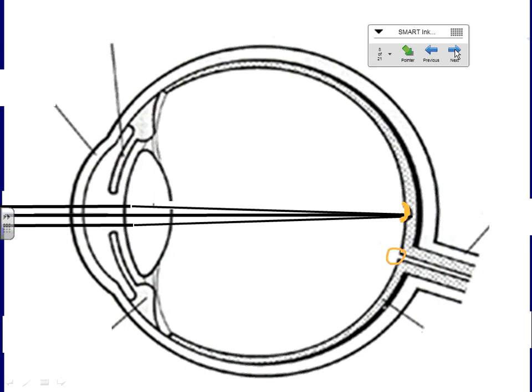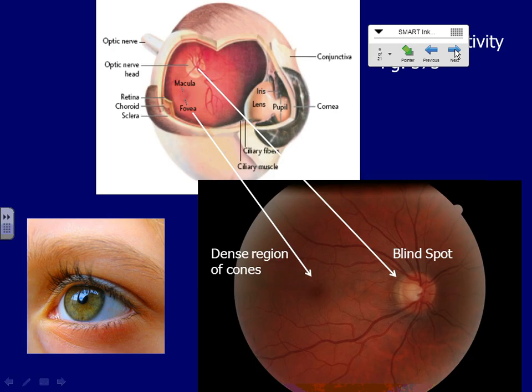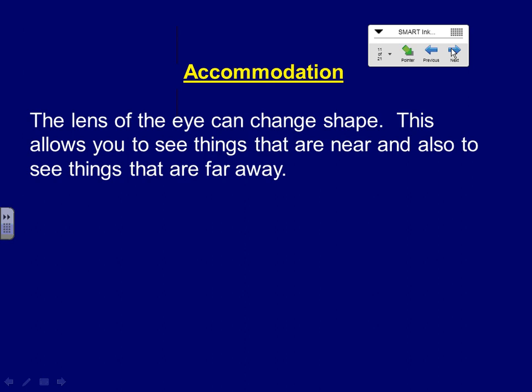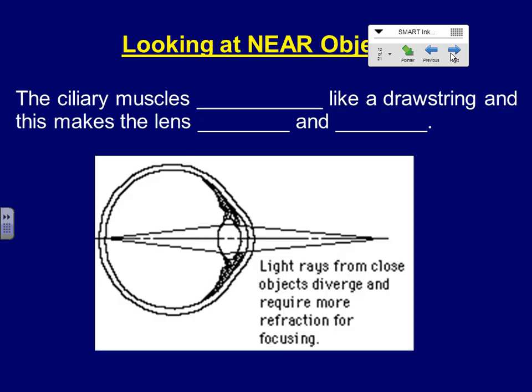All right? Okay. Let's now talk about eye defects. So there's just some pictures. There's the part where you can see really well. There's the blind spot. That's exciting. We talked about red eye. That's not exciting. Accommodation. I think that's the other side, right? Yeah. Excellent. Accommodation. The lens of the eye can change shape. This allows you to see things that are near and also to see things that are far away. So, the ciliary muscle.